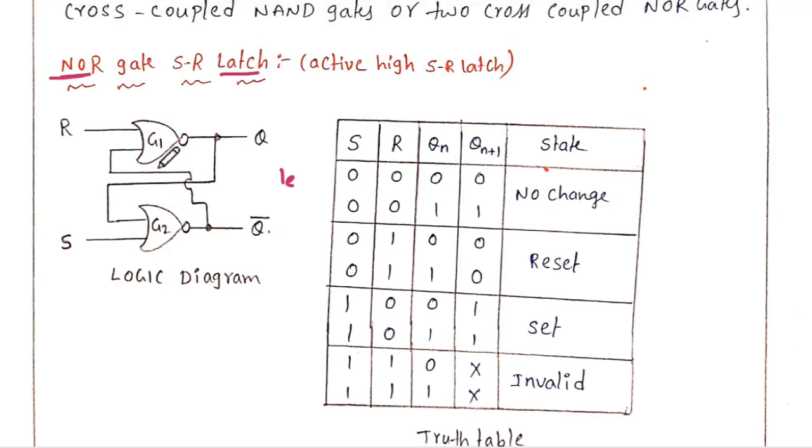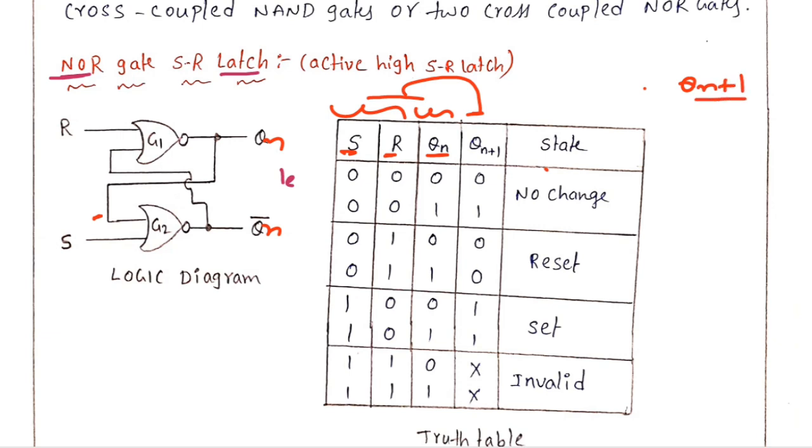Let me concentrate on the truth table. S is the present input, R is the present input, and Qn is the past output. Actually it is a present output, but it is given to the input of G2, so we call it the past output. We need not consider Qn bar; if Qn equals 0, Qn bar will become 1. So after two present inputs and one past output, it produces the next state output, called Qn plus 1. Qn is the present state, and Qn plus 1 is the next state.